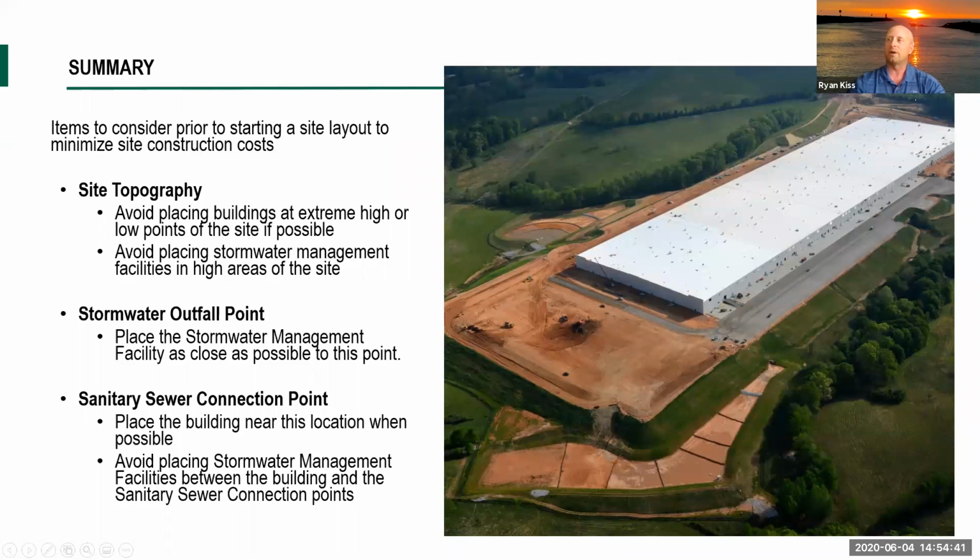So if the stormwater management facility again had been put way back at the back corner, you've got that entire length of pipe just to get it to dump where you need it to dump. And then the sanitary sewer connection point as well. Be aware of that. If we can, put the buildings close to them, avoid putting things in between in the path, and just always generally be thinking about these things. They're not the ultimate decision makers, but they are factors that we should all be taking into account as we do site layout.